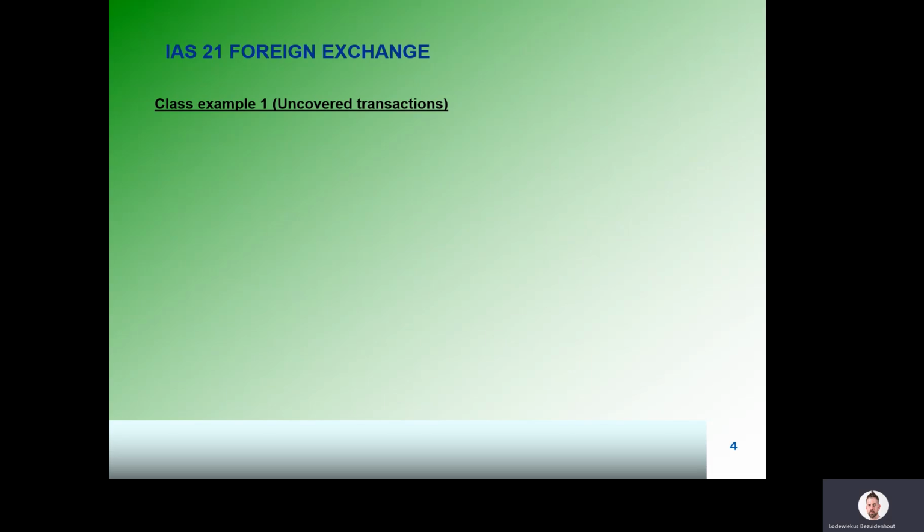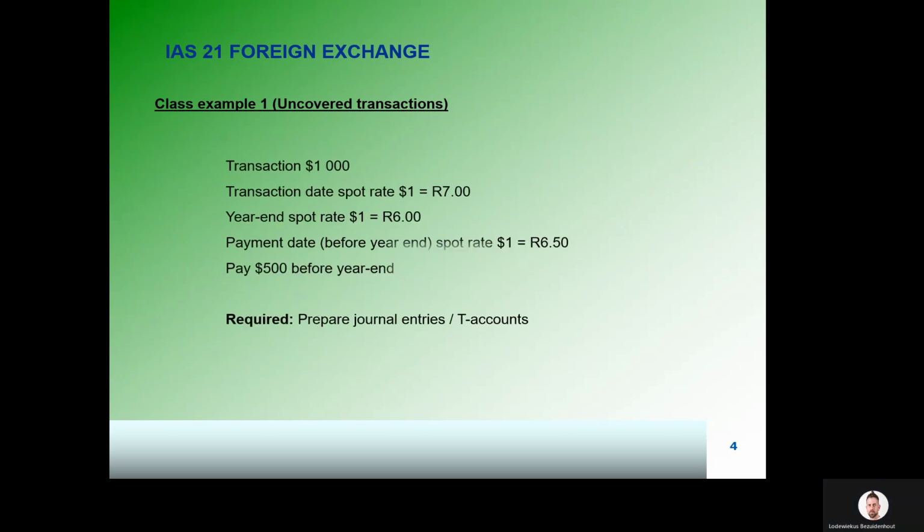Right, so we have a very basic example. It's an uncovered transaction. Covered transactions we will do later. An uncovered transaction means there's no forward exchange contract, so there's no hedging that we do against any foreign currency that we owe. All right, so this is easy.